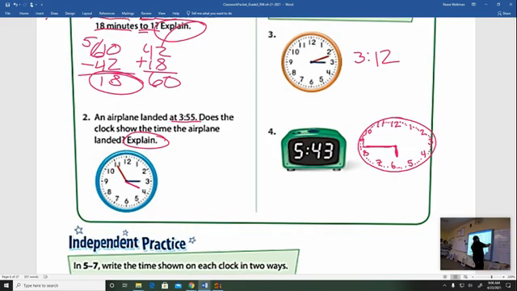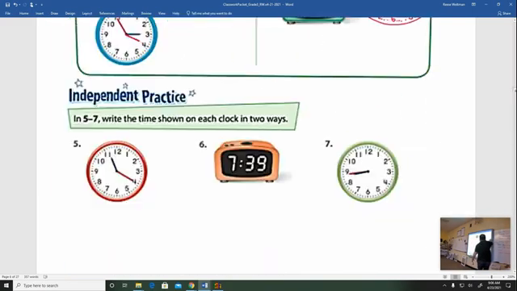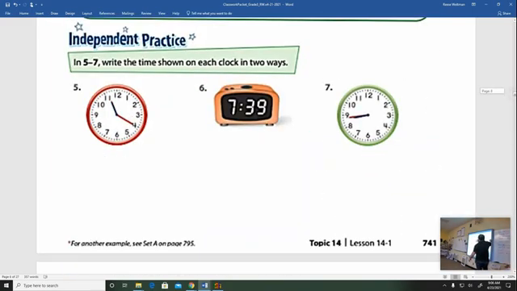Okay, so here's what we're going to do. Go ahead and do the independent practice section here. It says you're going to write the time shown on each clock in 2 ways. Okay? So 7:39, draw yourself the clock, draw it out. This one here, I'm not going to tell you what time it is, but you're going to write it as a digital number. Same thing on this one. Shouldn't be too hard to do those.